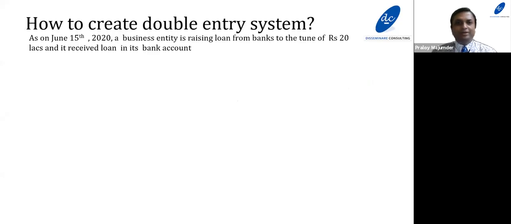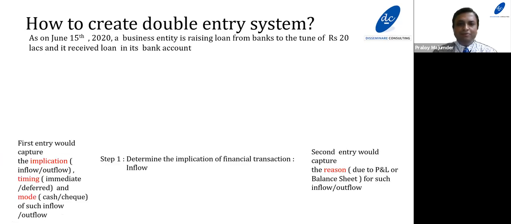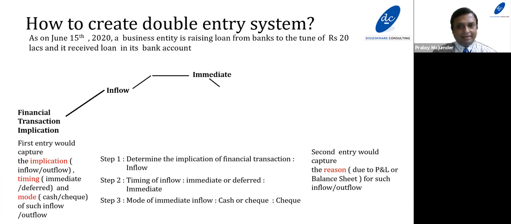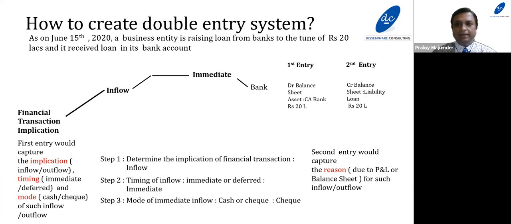As on June 15, 2020, a business entity is raising a loan from banks to the tune of, let us say, 20 lakhs, and it received the loan in its bank account. Now let us look at what would be the implications. It's an inflow, an immediate inflow in the form of a check. So the first entry will be debit balance sheet asset, current assets, bank, and the second entry will be credit balance sheet liability, loan. Very clear why the second entry is balance sheet liability, loan. It's a temporary inflow. In future, there would be an outflow.